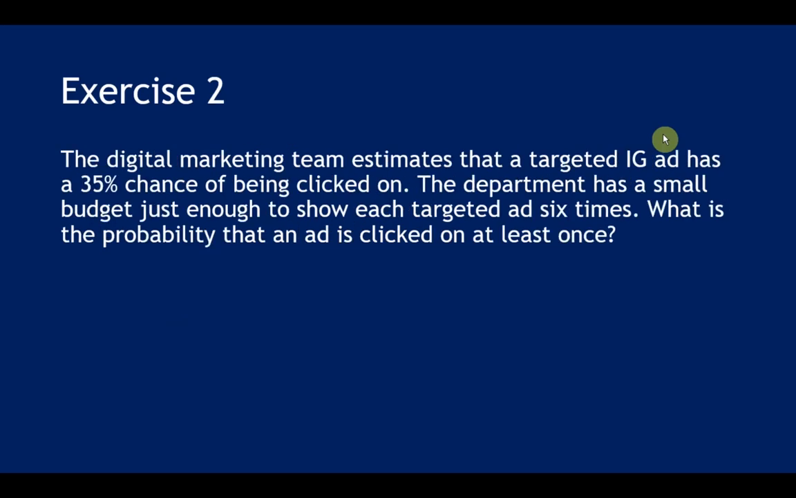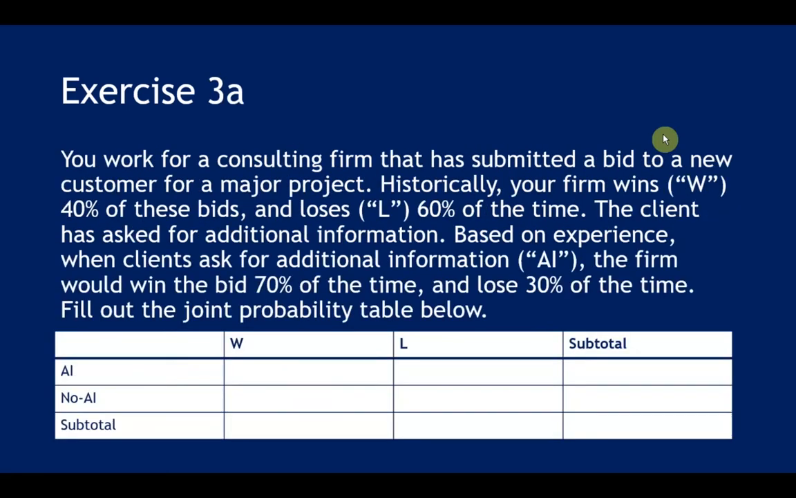The second exercise is about a digital marketing team, which estimates that a targeted Instagram ad has a 35% chance of being clicked on. The department has a small budget, just enough to show each targeted ad 6 times. What is the probability that an ad is clicked on at least once?